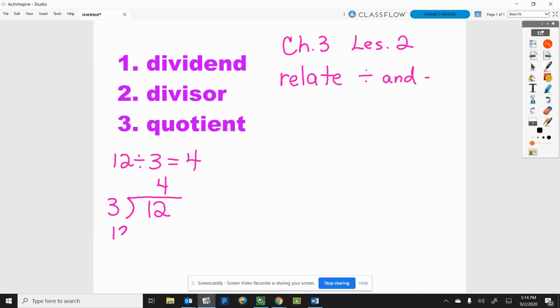We also learned that you can write a division problem as a fraction. 12 divided by 3 equals 4. This is the one you will start seeing a lot of as you get older.